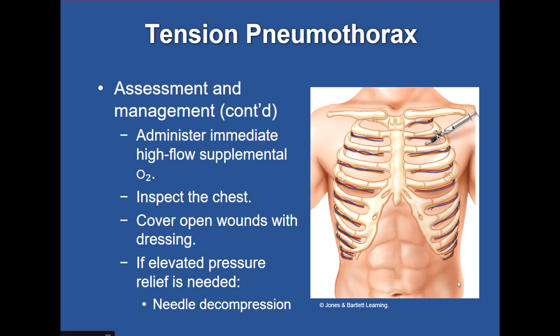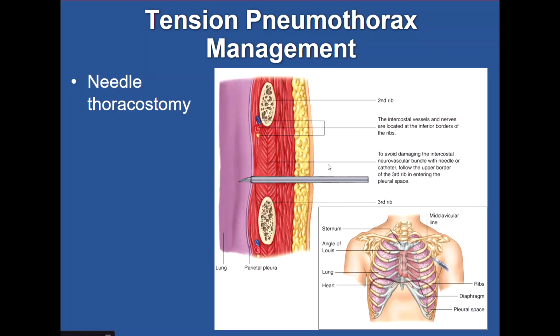Alright, so what we're going to do to fix that pressure is actually do a needle decompression. And to do a needle decompression, we're going to use a 14-gauge needle that is at least 2 inches, but preferably 3 to 4 inches in length. And we're going to find our landmarks.